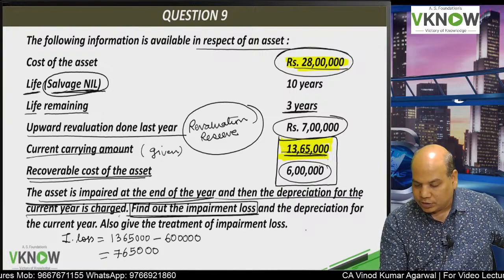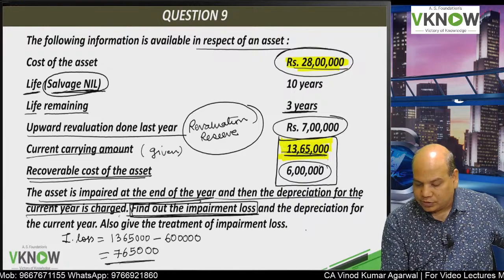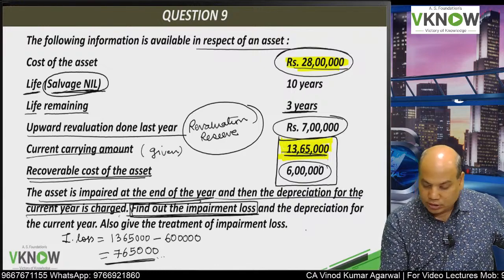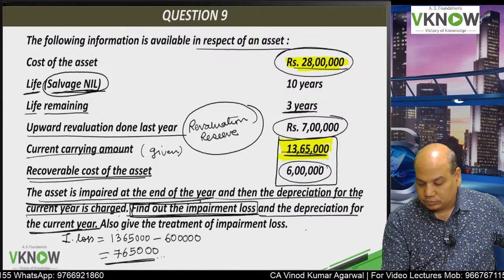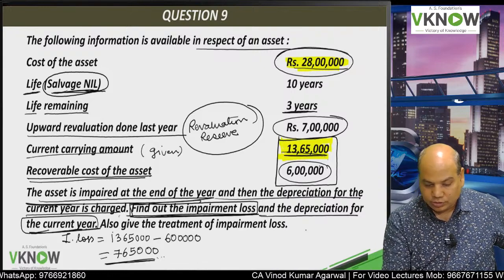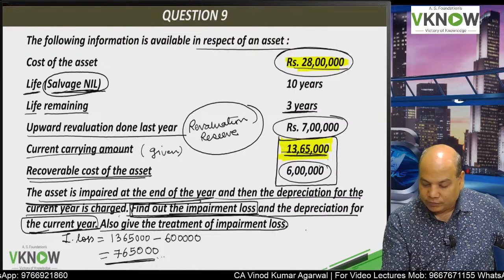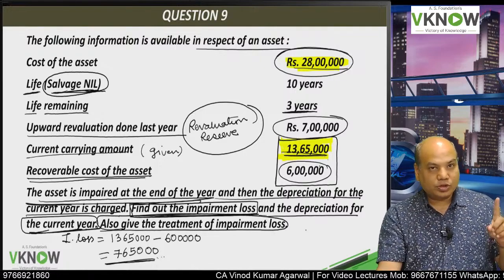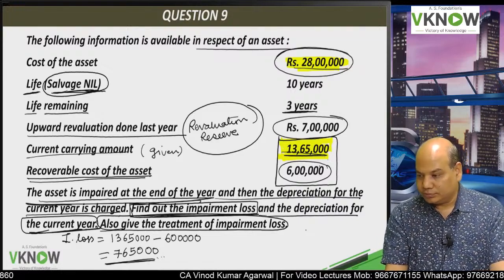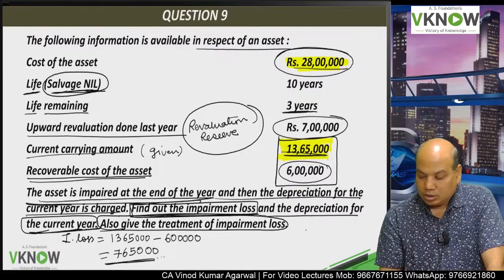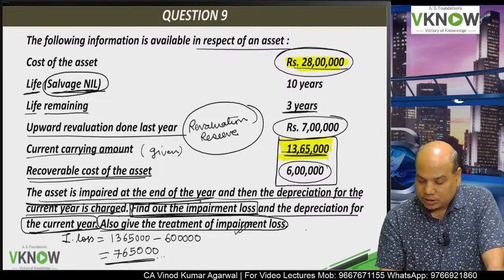The first answer is 7,65,000. Then it says, and the depreciation for the current year. That is the second question. Third question, give the treatment of impairment loss. This question is probably in your study material also. You need to check. First, I will answer this part.